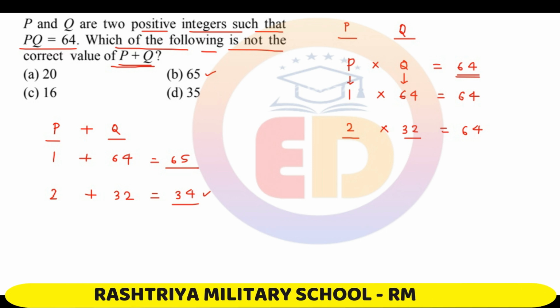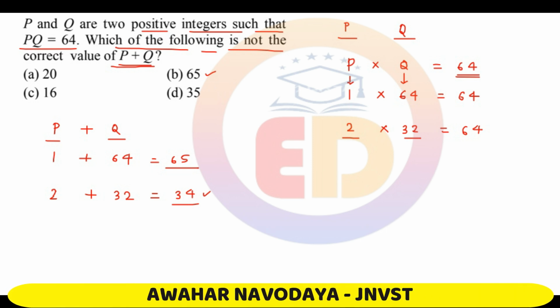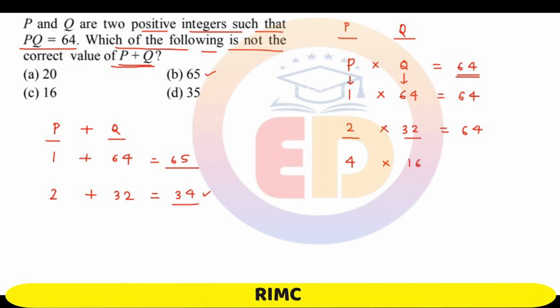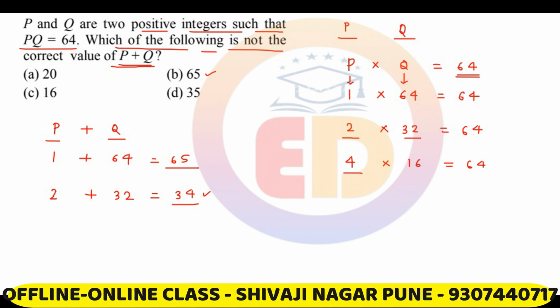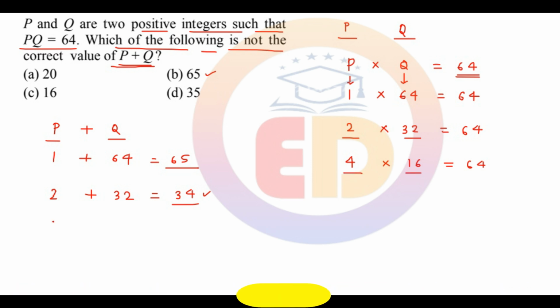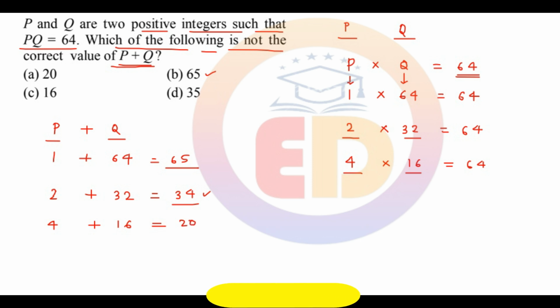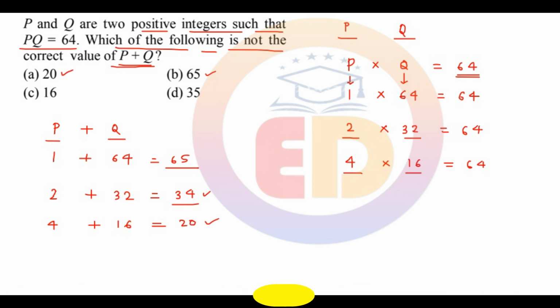That is not in the option. Next, we can get 64 by multiplying 4 and 16. 4 into 16 is also 64. So P can be 4, Q can be 16. So P plus Q will be 4 plus 16. 4 plus 16 is 20. So 20 can be the sum of P plus Q, which is given as option number A.